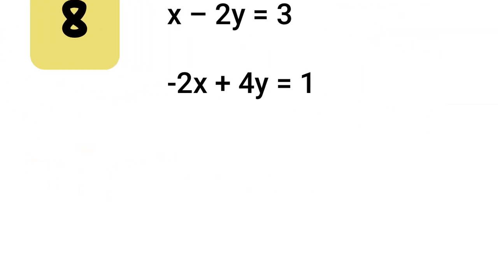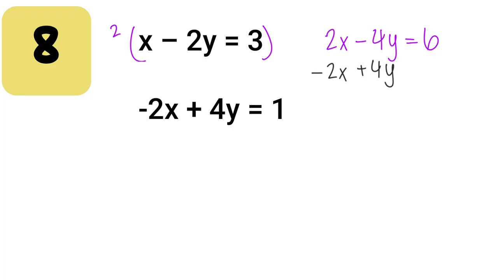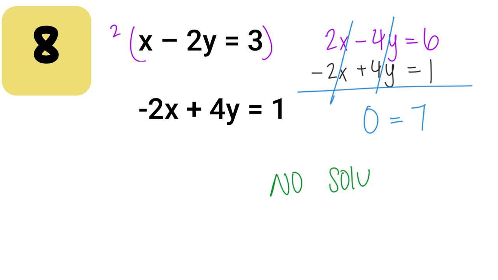All right, looking at number 8. This is the last one. I want to change this x to be 2x so I can cancel these out. So multiplying the top by a positive 2, I'm going to have 2x minus 4y equals 6. And the bottom is going to stay the same, negative 2x plus 4y equals 1. And again, like the last question, my x's cancel out, my y's cancel out, that's 0, equals 6 plus 1, which is 7. Does 0 equal 7? Absolutely not. Your answer would be no solution.